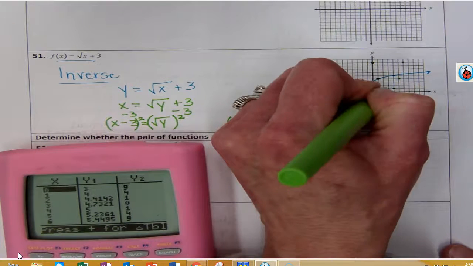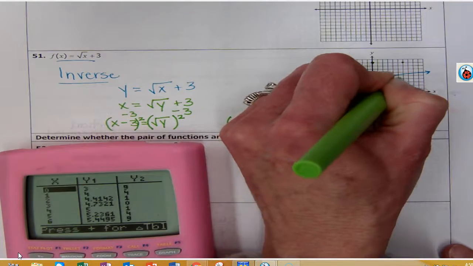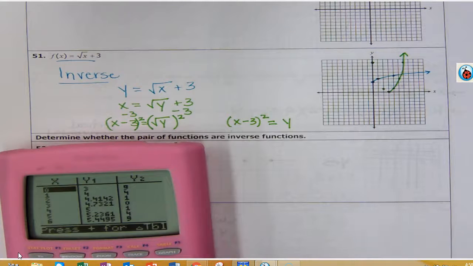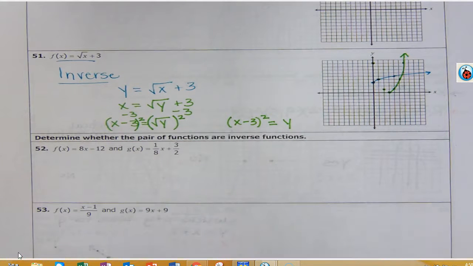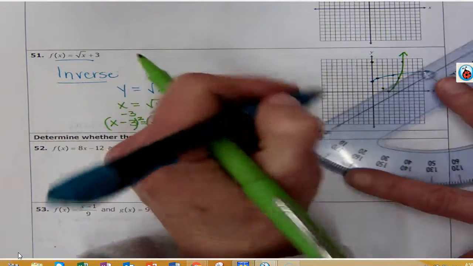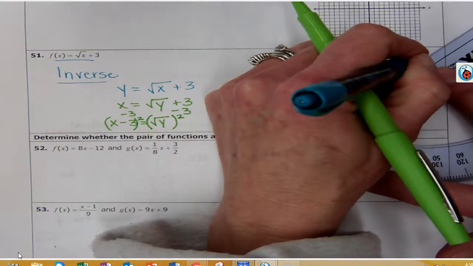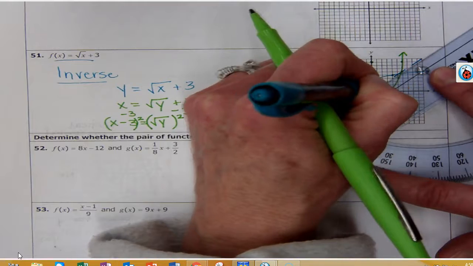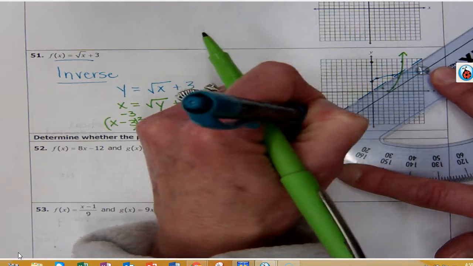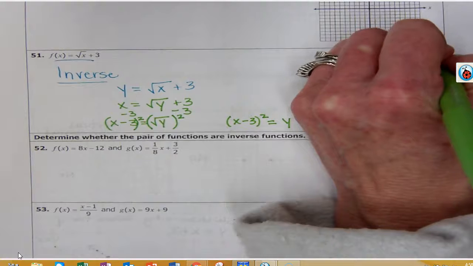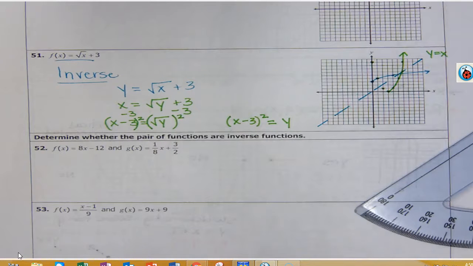So here is the inverse. And you would notice that it would be exactly a reflection across your y equals x.